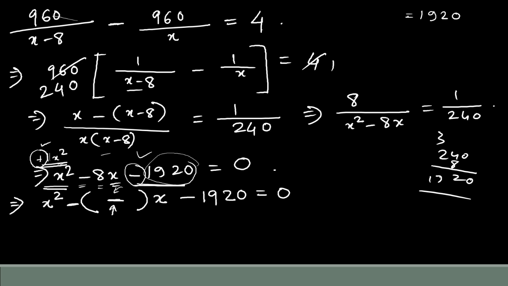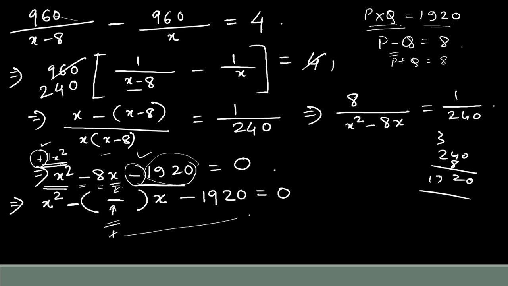So you have to convert 1920 into two such factors p and q, such that p minus q should give you 8. This is your objective right now. And you understand why we are writing minus here, right? Because we got the operator here as minus. If we got the operator here as plus, then we should find two factors p and q of 1920 such that p plus q equals 8.